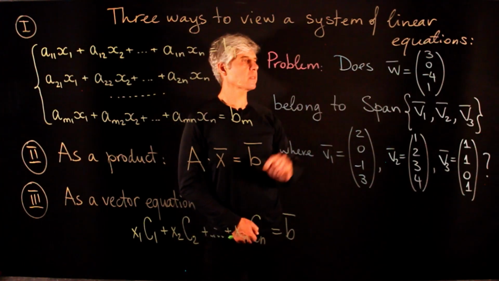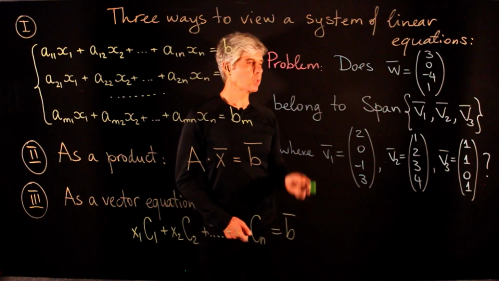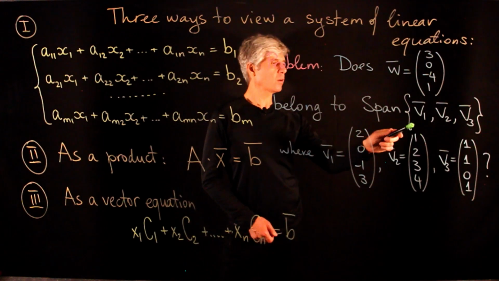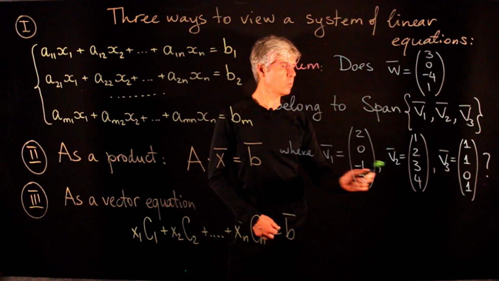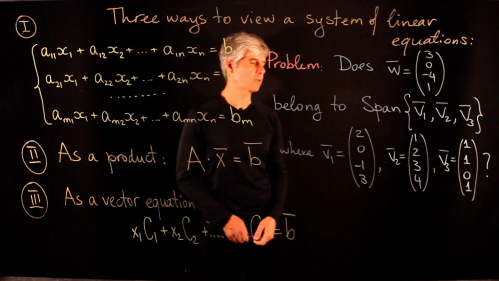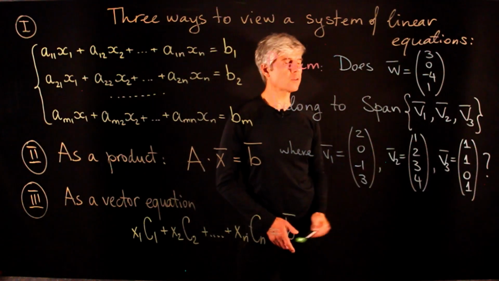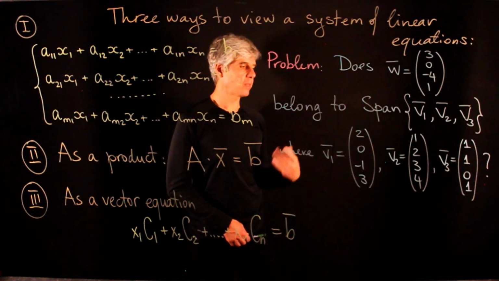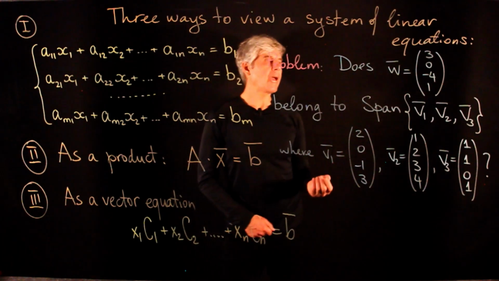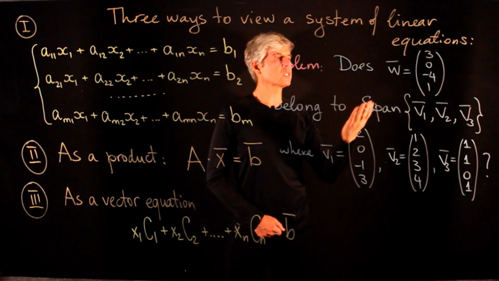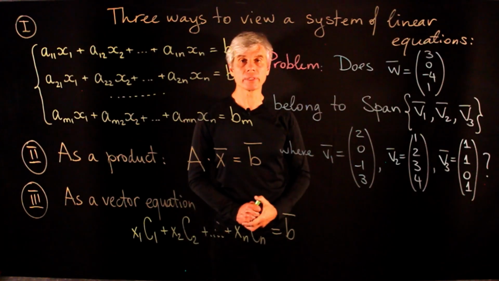So we need to answer the question, does a given vector from R4 belong to the span of three vectors v1, v2, v3, where v1, v2, and v3 are given here? So what we have here is three vectors in R4, and we take their span. So this will be a subspace inside R4. And the question is whether the vector w belongs to this subspace or not.